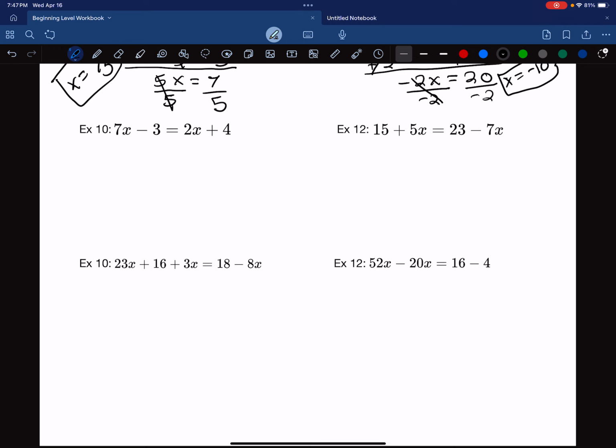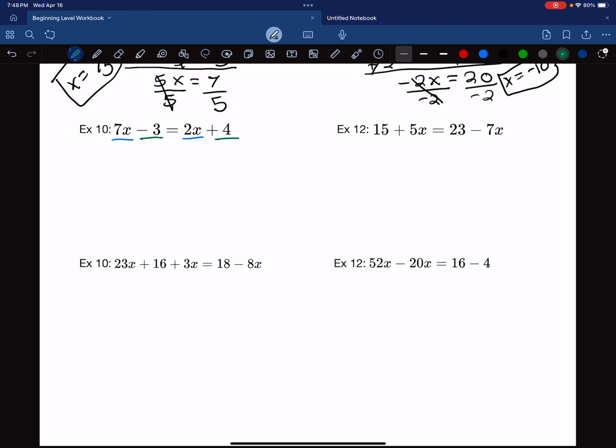So let's first underline our like terms. So looking at this first term here, we have a 7x. So we have to find any other terms that have an x attached to it. And it looks like we also have a 2x here. And then we have a negative 3, and then we also have a 4. So these are our like terms.